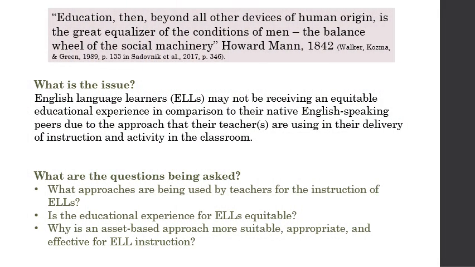In 1842, Horace Mann said, "Education, then, beyond all other devices of human origin, is the great equalizer of the conditions of men, the balance wheel of the social machinery." And though it may have been true at the time that he spoke it, I'm not so sure that it is true of education today.